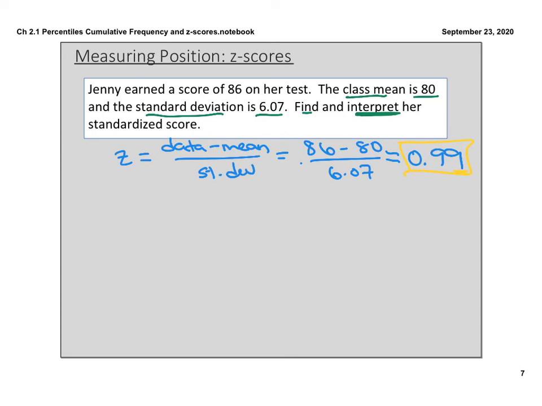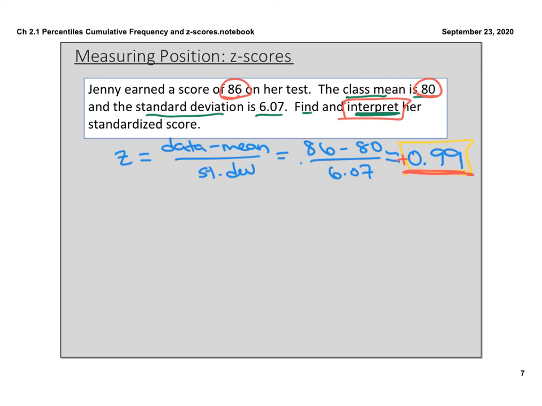This is the part that causes some struggle sometimes. So the interpretation of this z-score is something that takes a little bit more thought and effort. This is where you actually say, what does that z-score mean? What does that mean to our data set? Okay, first of all, I want you to take note of the fact that the z-score is positive. So that means that Jenny's score is above the mean, which we can obviously tell because her score is 86 and the mean was 80. So we know that her score is above the mean. That's an important thing, okay?